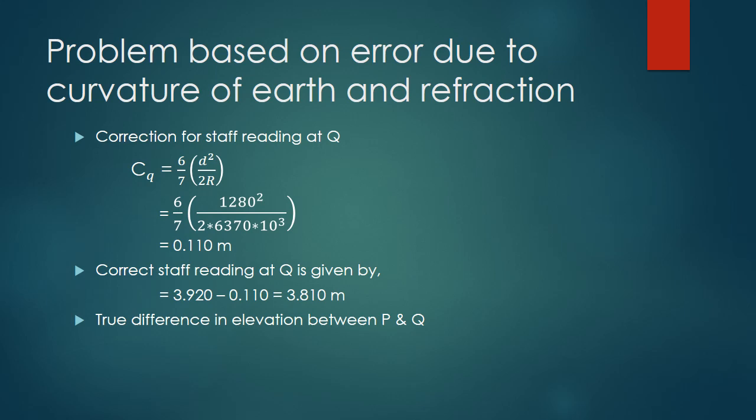Now the true difference in elevation between P and Q: we have the staff readings at P and Q. Q we have just found out, and for P the correction was very small and negligible, so we are taking the staff reading given in the question for P as correct, and the corrected value of Q we have already calculated. So the true difference in elevation between P and Q is given by 3.810 minus 0.545, which will give us a value of 3.265 meters. This is the value of our true difference in elevation.